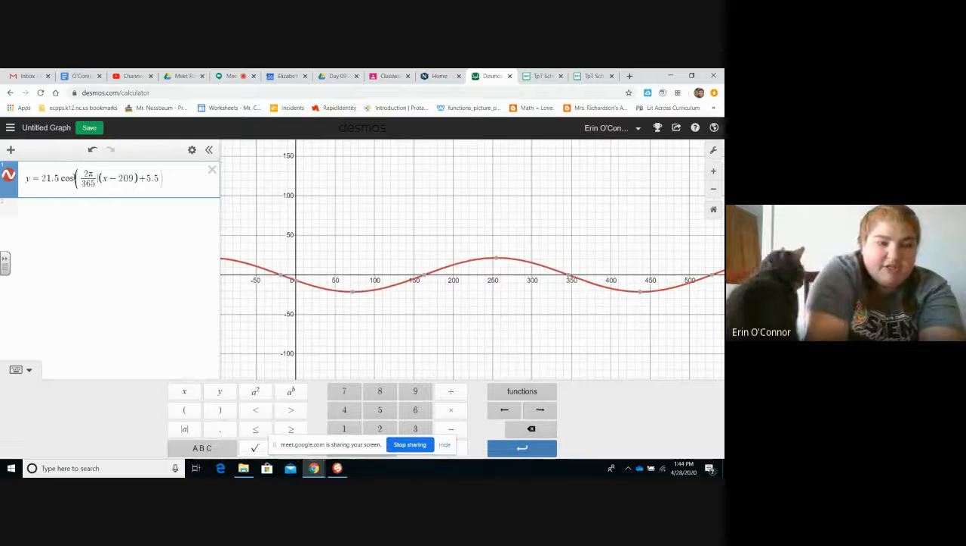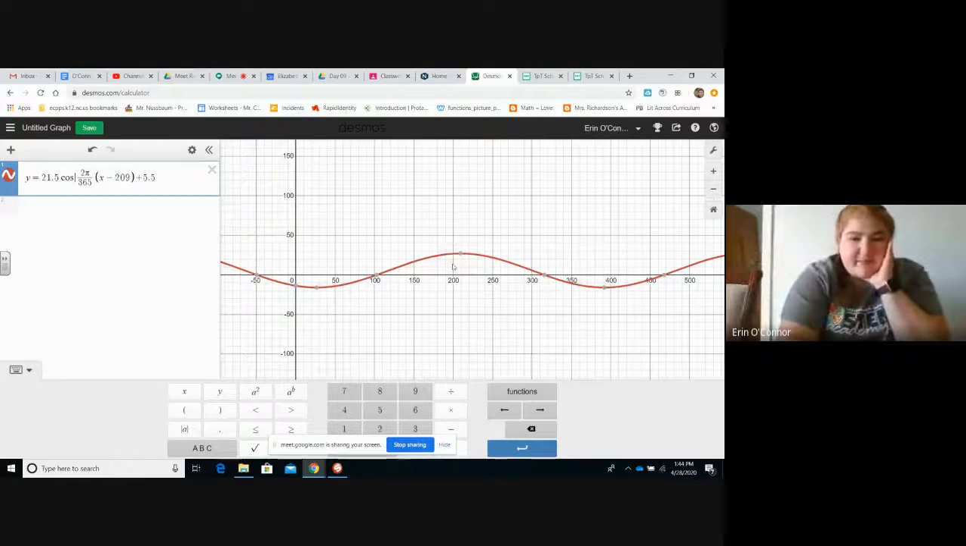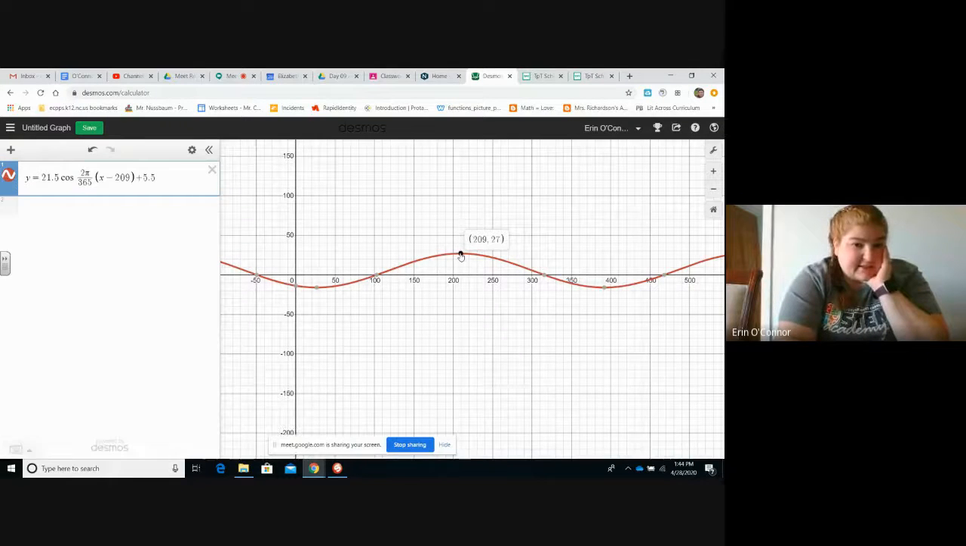And see, it would have changed it. So don't keep those parentheses there. This is the function right here. As you can see, at 209, it has its maximum right there. That's how we know, because it's the 209th day or July 28th.